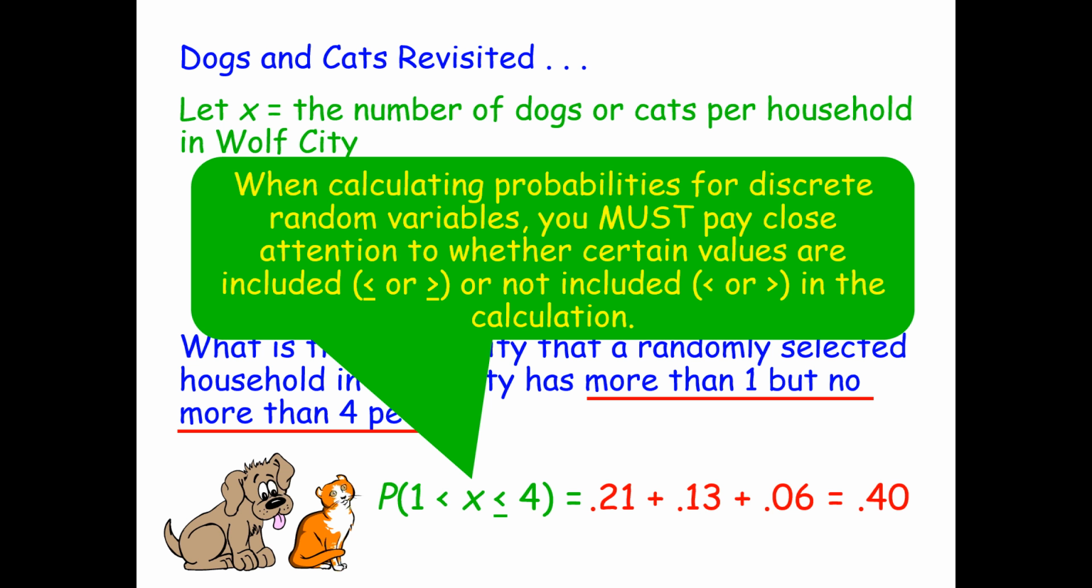Now, when calculating probabilities for discrete random variables, you must pay close attention to whether certain values are included or not included in the calculation, as it will change the results.